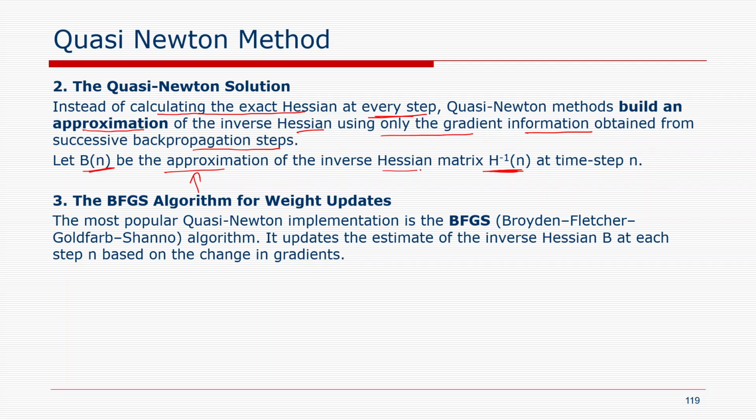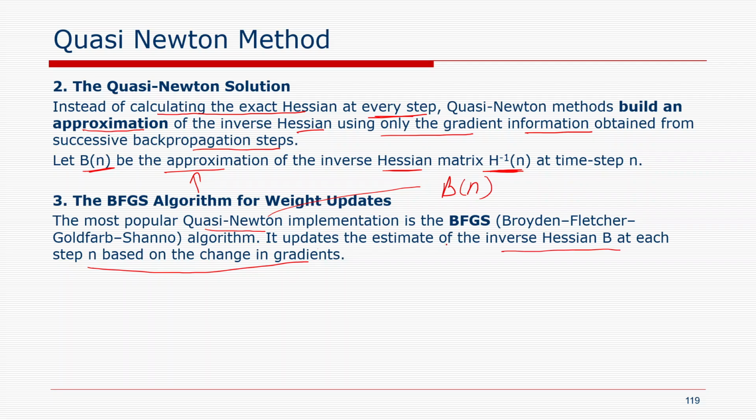Instead of calculating the exact Hessian matrix and its inverse, we approximate it and call that B of n. There are many variations under the quasi-Newton method, but one is BFGS, the Broyden, Fletcher, Goldfarb, and Shanno algorithm. It updates the estimate of the inverse Hessian at each step n based on the change in the gradients. That is how we are going to approximate B of n.